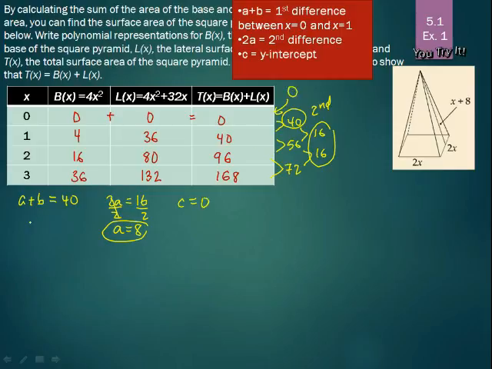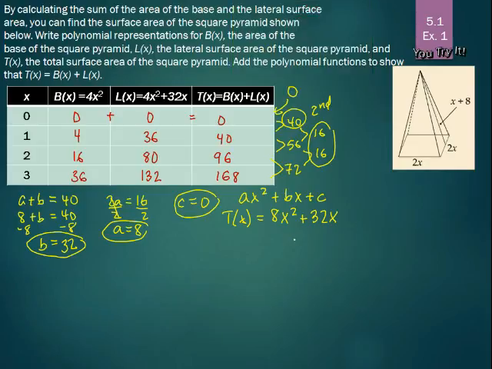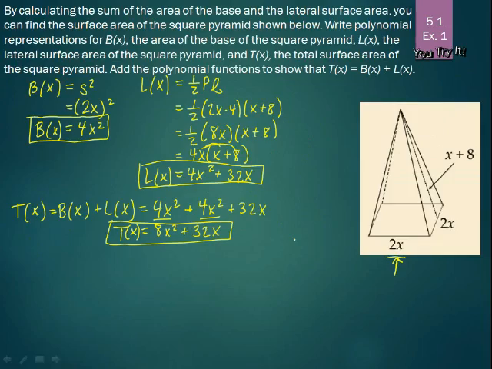And then let's solve the a plus b. So now we know a is 8, plus b equals 40. Subtracting 8 on each side, we get that b equals 32. So now we can fill this into our equation for a quadratic, ax squared plus bx plus c. We know then T of x will equal 8x squared plus 32x, and then c is just 0. Let's check that with our previous slide, and it is the same. We see here that it is again 8x squared plus 32x.